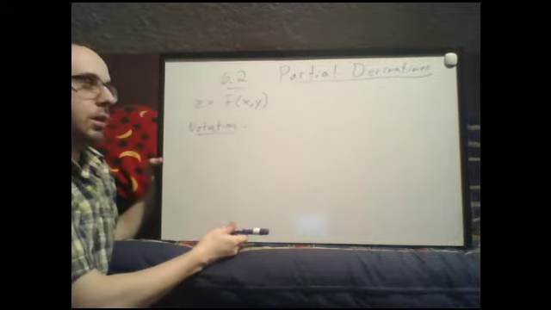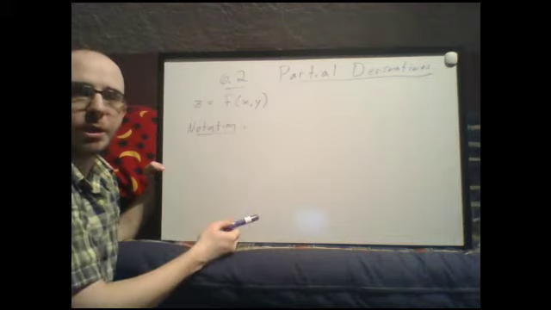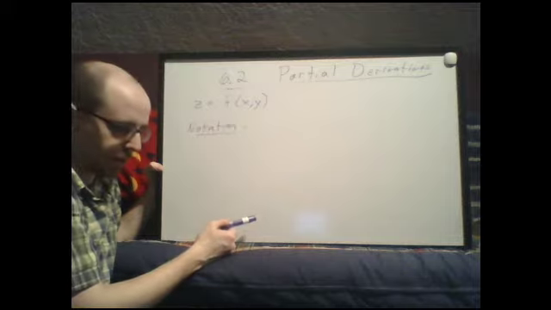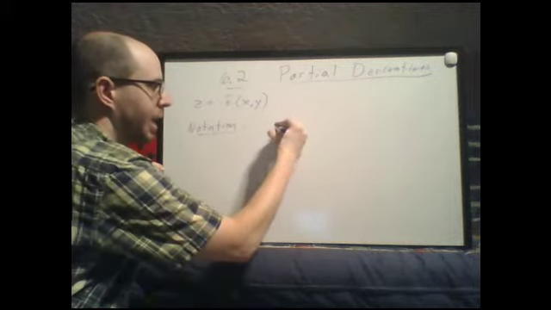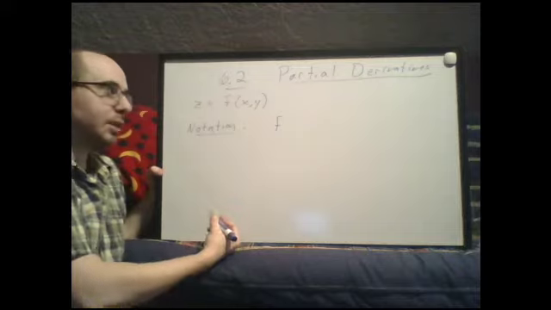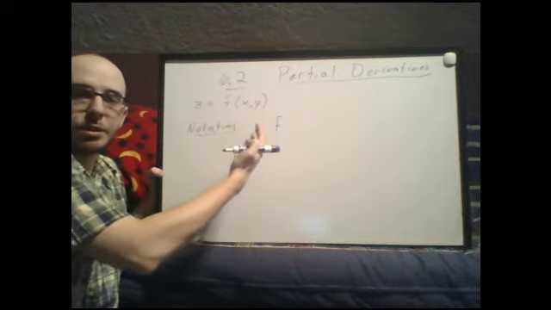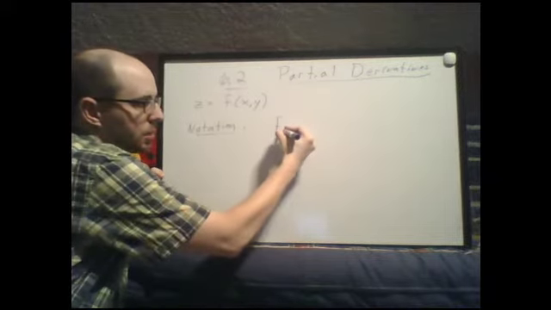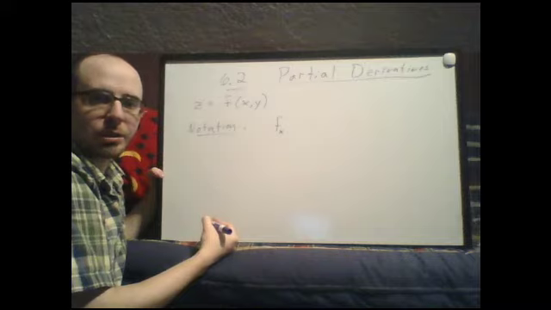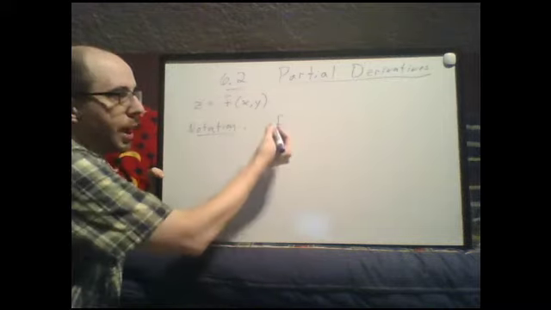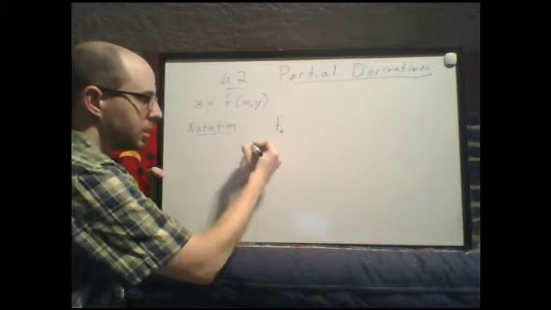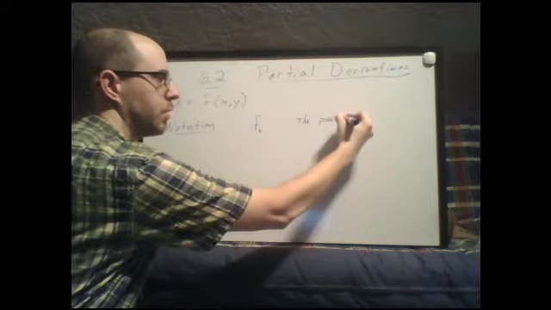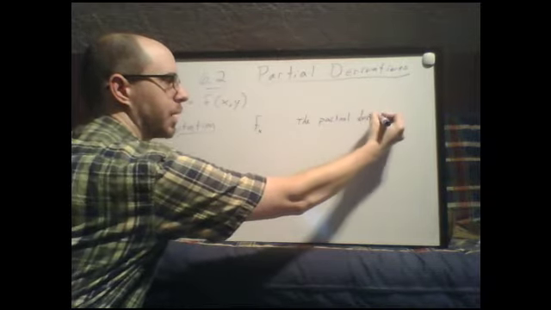Okay, so if I have two input variables, I can take a derivative with respect to one of them at a time. I can't use f prime as my notation because there's two variables, so which one would prime refer to? So instead, I use a subscript with the variable I want to take the derivative with respect to. So f sub x means the partial derivative with respect to x.